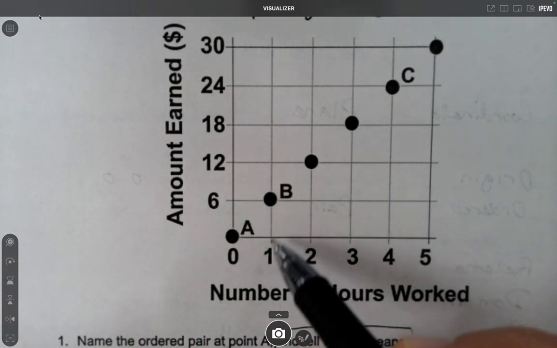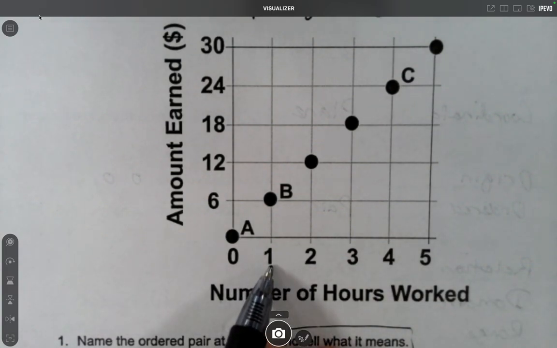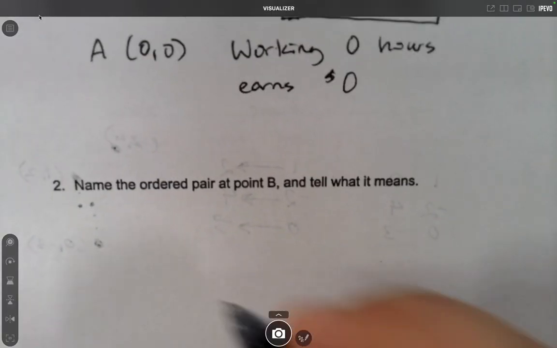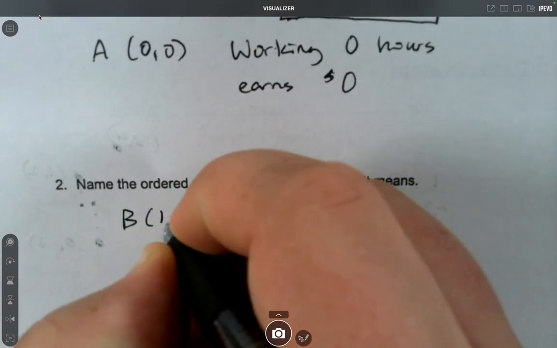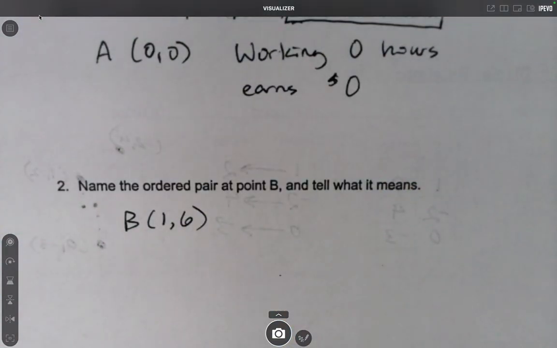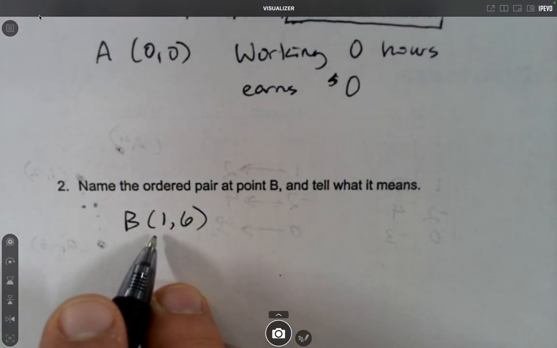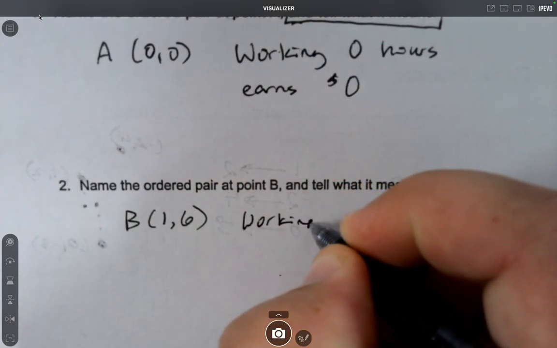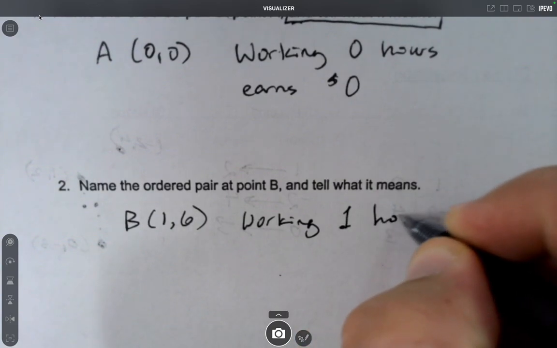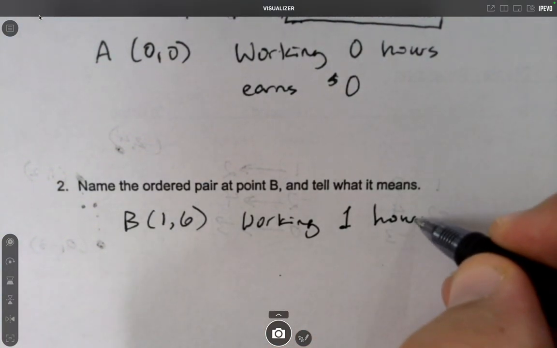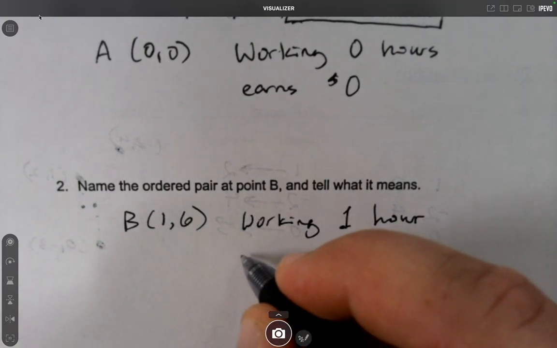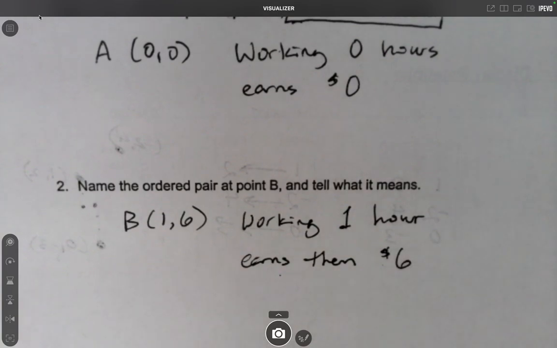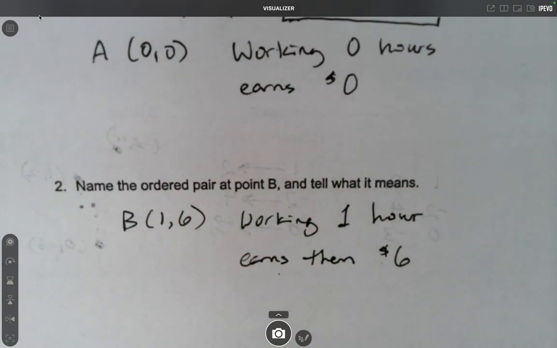But back to point B. So we see the x value for point B is 1, the y value for point B is 6. So the ordered pair B is the point 1, 6. And we know x is the number of hours worked, so that means working 1 hour. And 6 is the amount of money earned, so it earns them $6. So working 1 hour earns them $6.